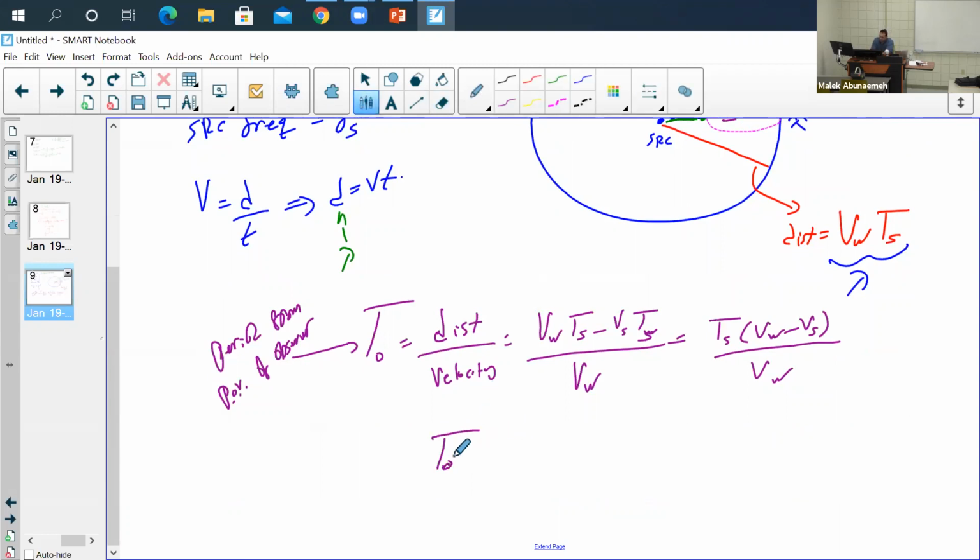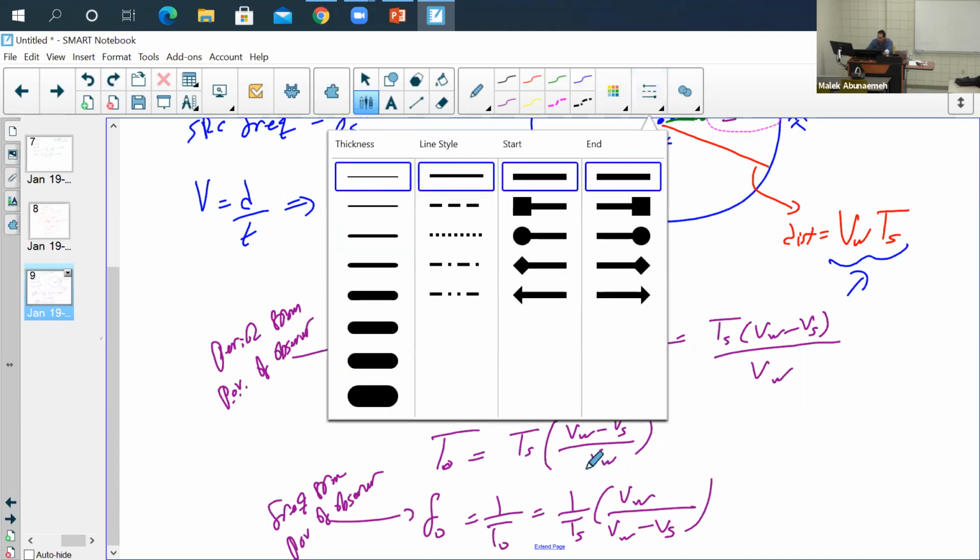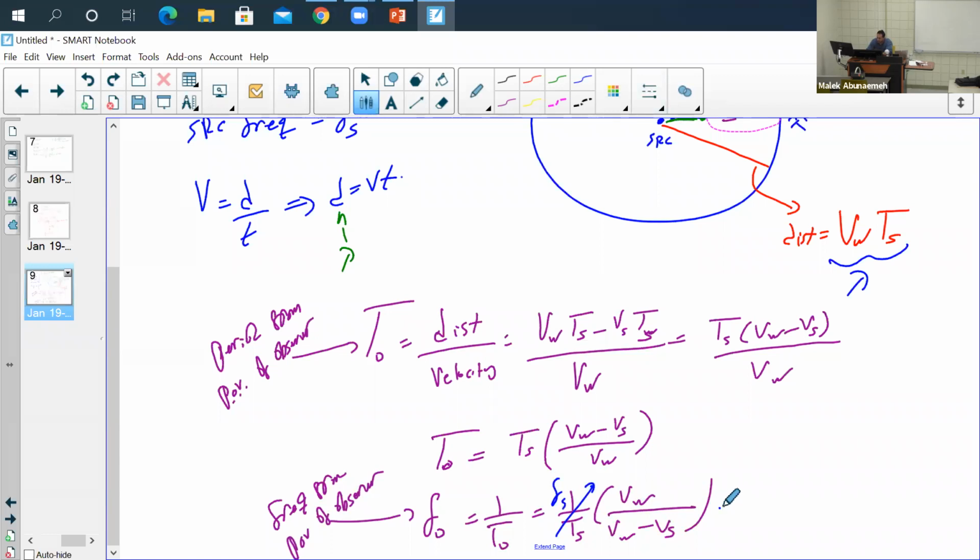That means your T naught from the observer's point of view is going to equal TS, the source period, times (VW minus VS) over VW. Which means the frequency from the point of view of the observer is going to equal 1 over T naught, which is 1 over TS times VW over (VW minus VS). Now, 1 over TS is your source frequency. So this is going to equal your source frequency multiplied by VW over (VW minus VS).